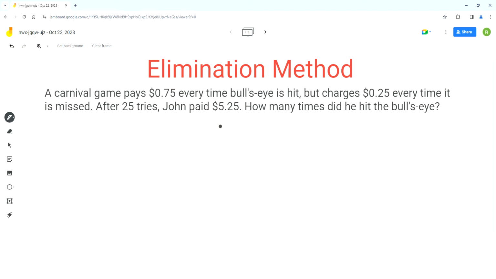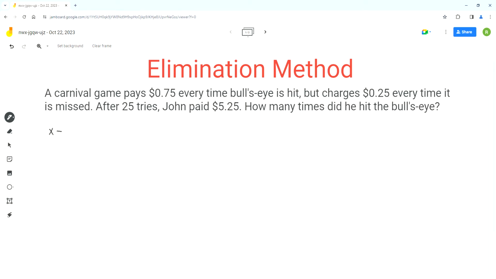So for this problem, we'll have to write equations. And for that, we'll have to use variables. Now we have to find how many times he hit the bullseye. So one of the variables has to be for the number of times the bullseye is hit, and the other variable will be for the number of misses. So let's start with the let statement.